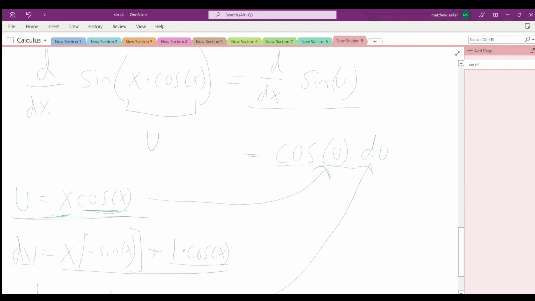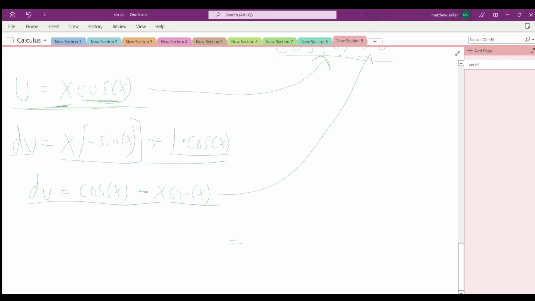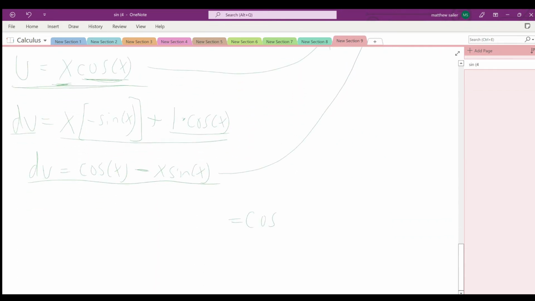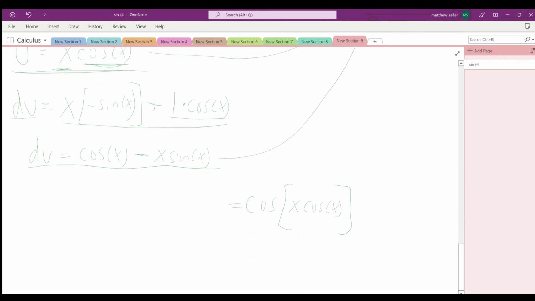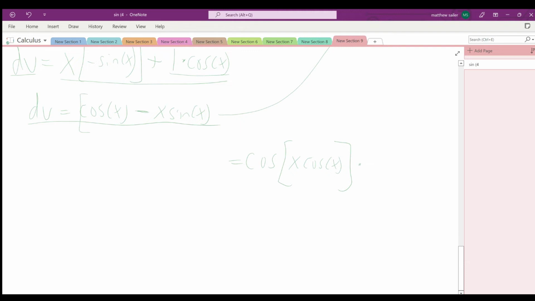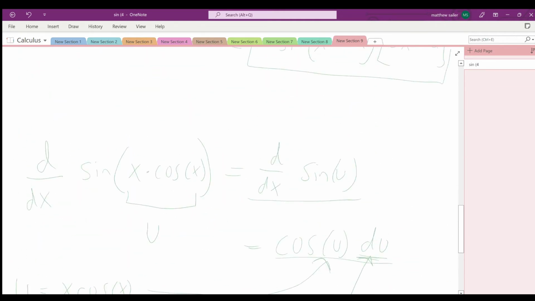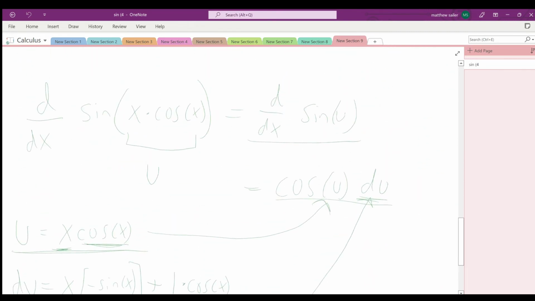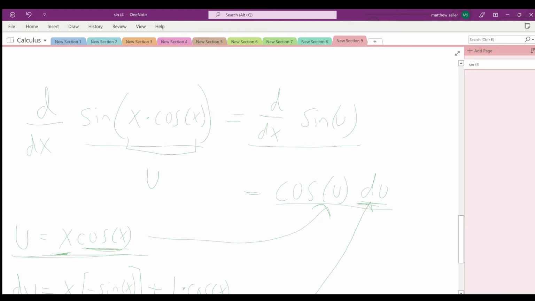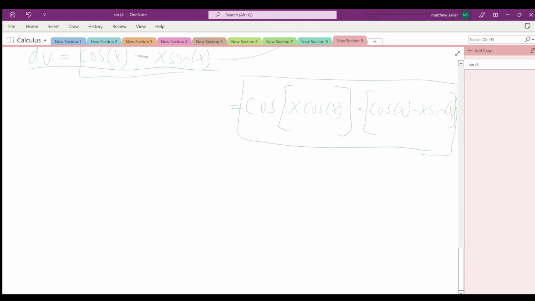And now we just plug it into our original derivative and we get the final answer. So this is cosine of u. So cosine of, and we define u here as x times cosine of x. And then we have to multiply it by du. And du we found was this, cosine of x minus x sine of x. So cosine of x minus x sine of x. And that is our final answer. That is the derivative of sine of x times cosine of x. So we started with kind of a short but complex equation, and we got a much longer derivative for the answer.